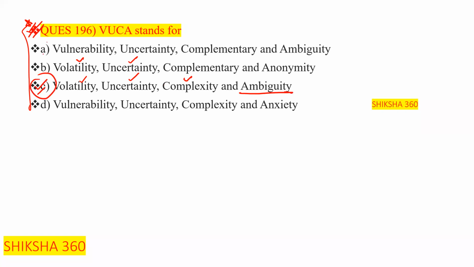Some students are answering option A. This one is not correct. VUCA basically stands for volatility, uncertainty, complexity, and ambiguity. Please remember these points and this type of question. Definitely you will get it in any of the sets.